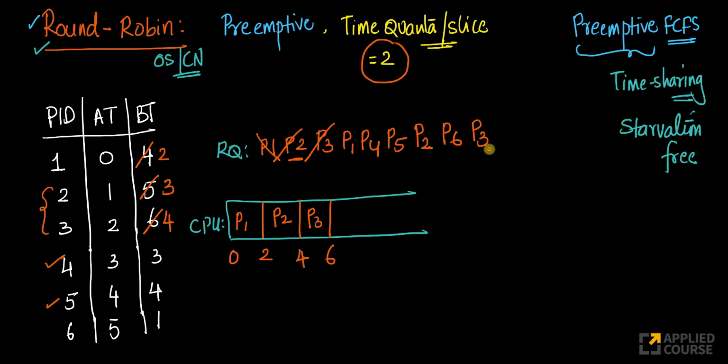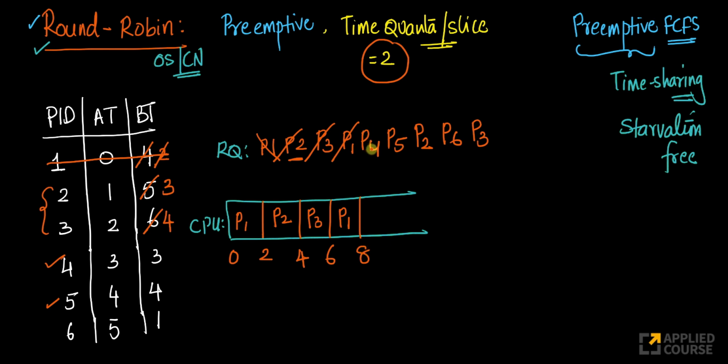Okay, so now what happens? My P3 also got added. Now, what is the first process? P1 is the first process, so P1 gets removed here. P1 gets 2 seconds. P1 does not require anything else, so P1 completes. Because P1 completes, it does not add itself to the end of the queue. Perfect, very good.